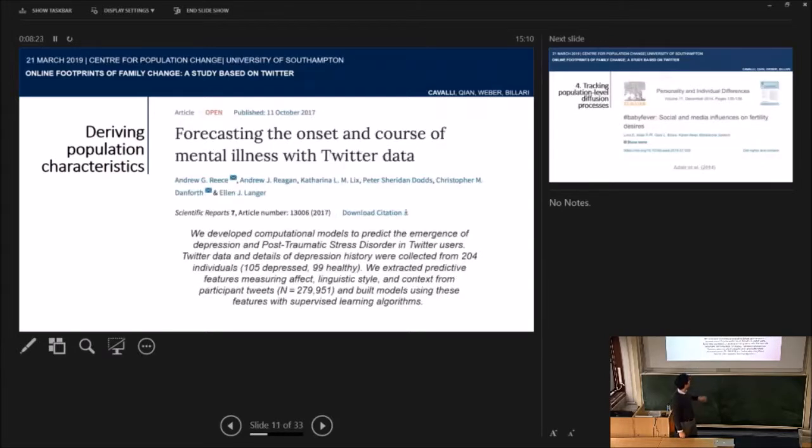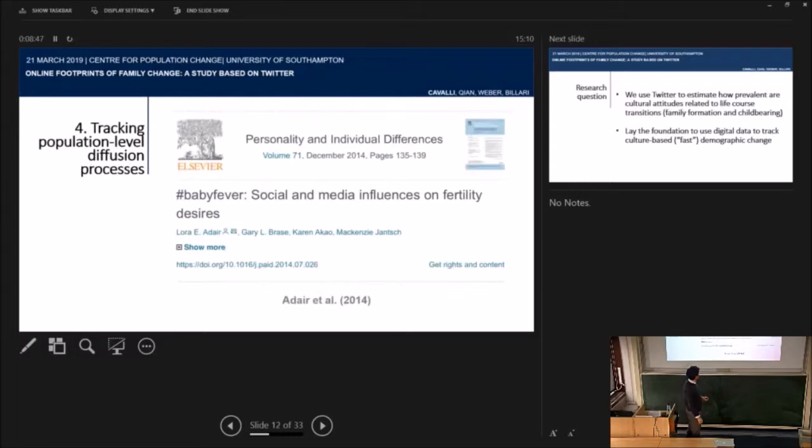And you can try to look at group characteristics. This is another paper trying to predict the emergence of depression and post-traumatic stress disorder in Twitter users, looking at again 279,000 tweets. Basically, one thing that can be done is to look at the sentiment or the emotional content of the tweet and see how that changes. And this is also based on some dictionary. Finally, you can use tweet hashtags to see how things spread.